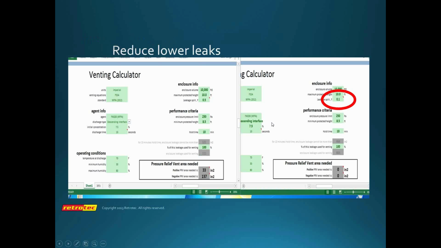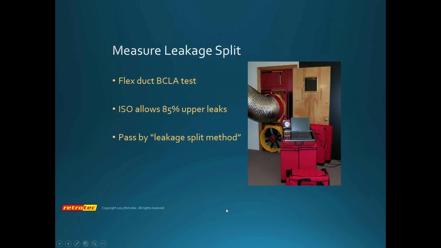So here we see a venting calculation done by measuring lower leaks, and we've reduced our pressure relief vent area from 137 down to 0. And there's another setup. This is one of our old systems from about 10 years ago. This is, again, this flex duct going to the above ceiling space, and we've got the 2 fans mounted in the same doorway.